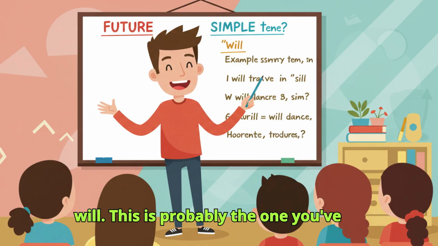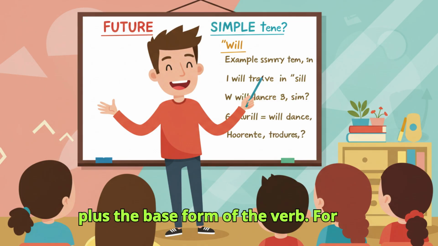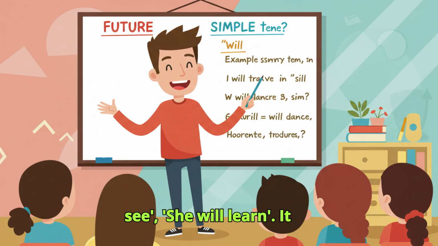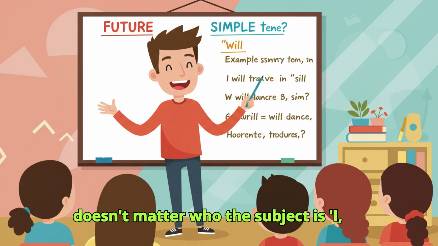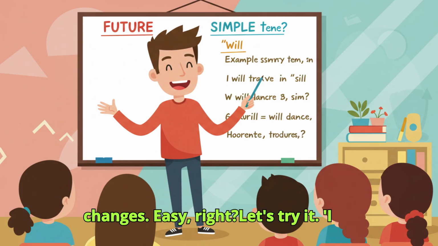Let's start with will. This is probably the one you've heard the most. The structure is super simple. Just use will plus the base form of the verb. For example, I will go. You will see. She will learn. It doesn't matter who the subject is. I, you, he, she, it, we, they. The form never changes. Easy, right?